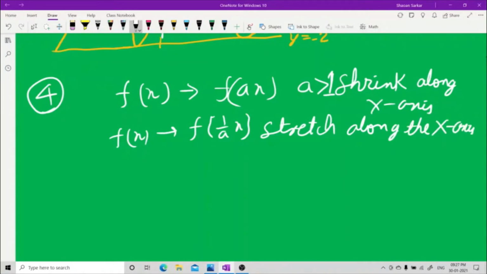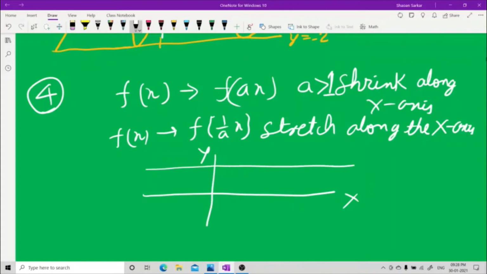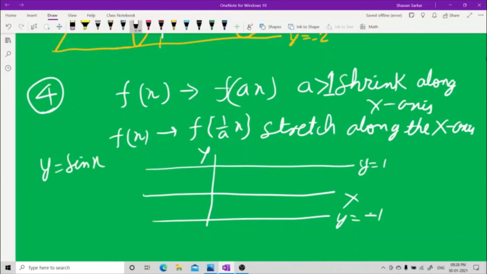Now see the graph like this. This is any graph. This is your x-axis. This is your y-axis. Let me take one example and then I'll tell you. This is your y equal to 1, y equal to minus 1. The normal y equal to sin x graph goes like this. I'm taking this much only.